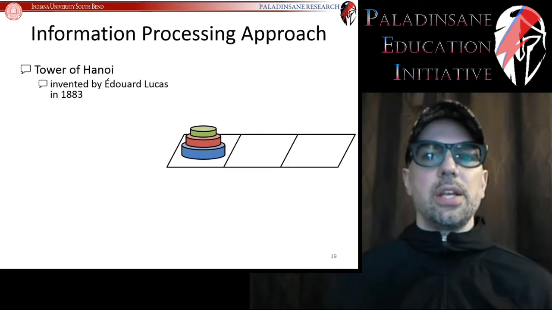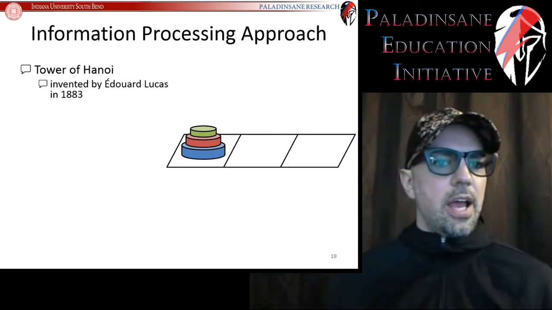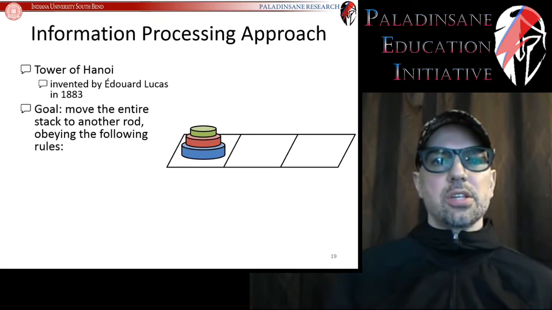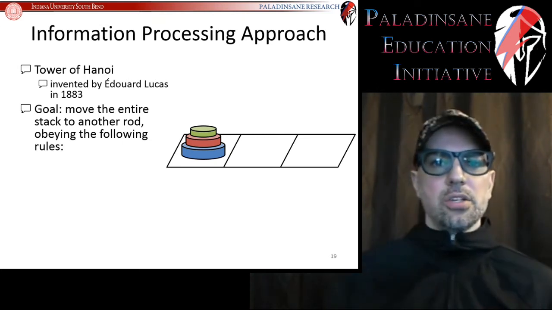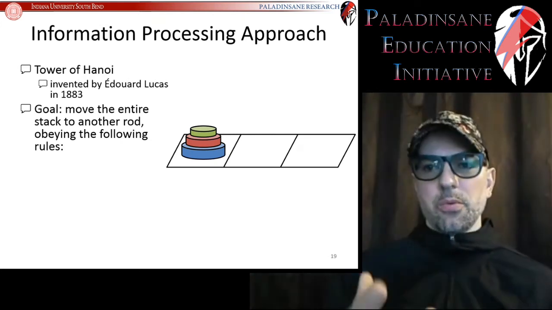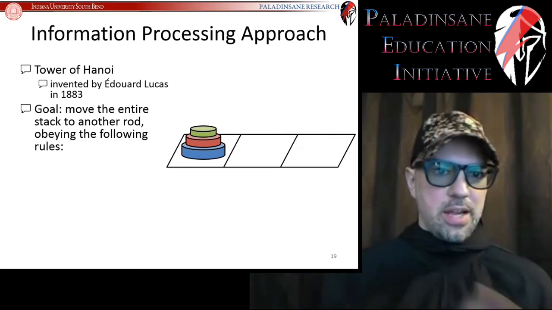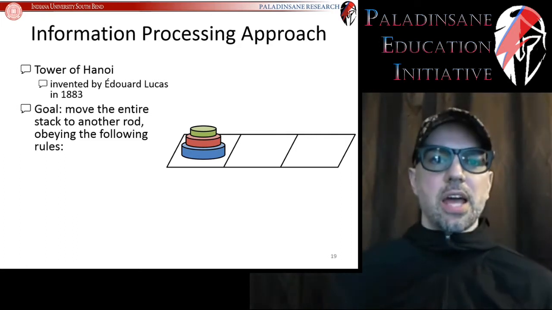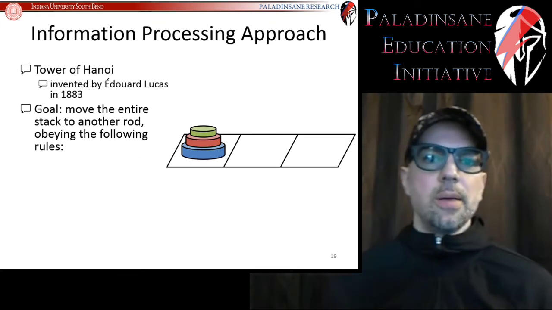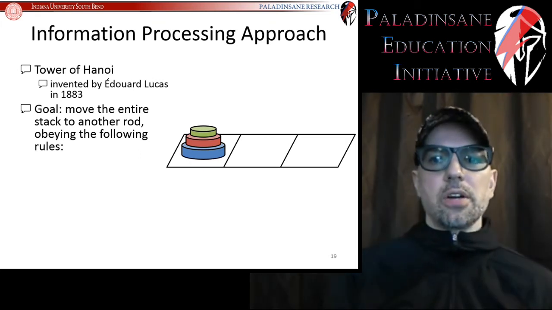We're going to start with the 3-disk version. And the goal is to move the entire stack to another rod. Typically, this is with wooden cutouts and rods that you put the discs on. We don't have a rod here, but move the entire stack from one location to another location, observing the following rules.